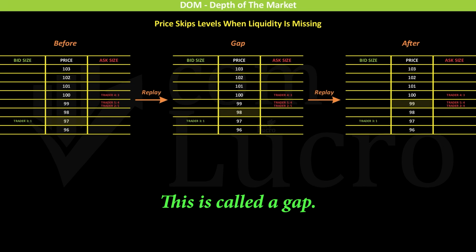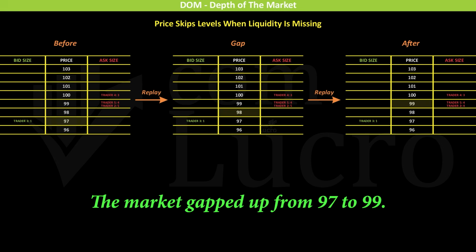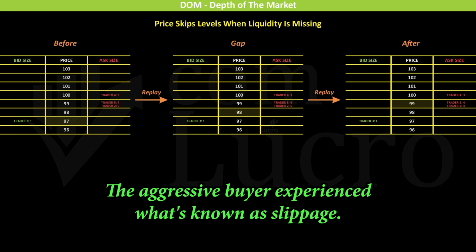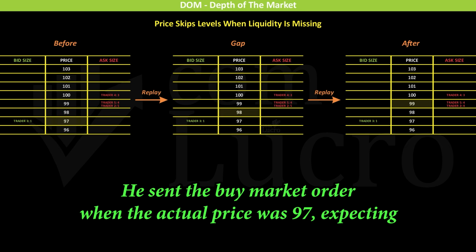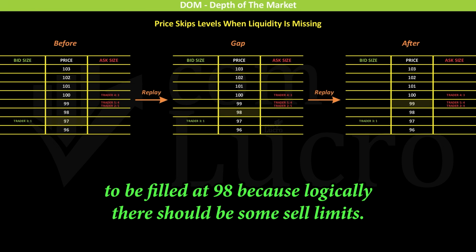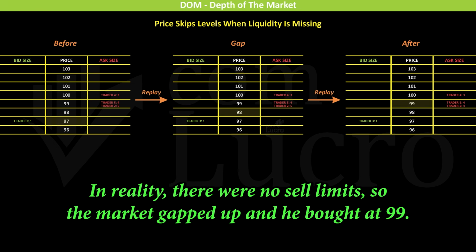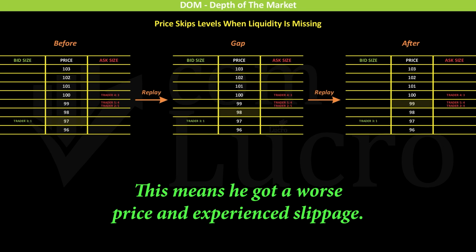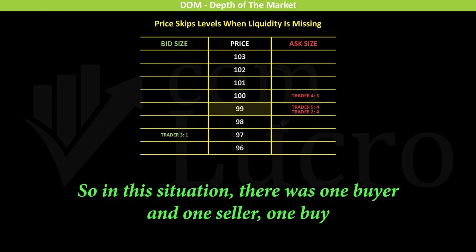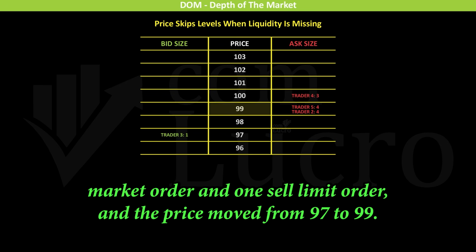This is called a gap. The market gapped up from 97 to 99. The aggressive buyer experienced what's known as slippage. He bought at a worse price than he expected. He sent the buy market order when the actual price was 97, expecting to be filled at 98, because logically there should be some sell limits. In reality, there were no sell limits, so the market gapped up, and he bought at 99. This means he got a worse price and experienced slippage. So in this situation, there was one buyer and one seller, one buy market order and one sell limit order, and the price moved from 97 to 99.